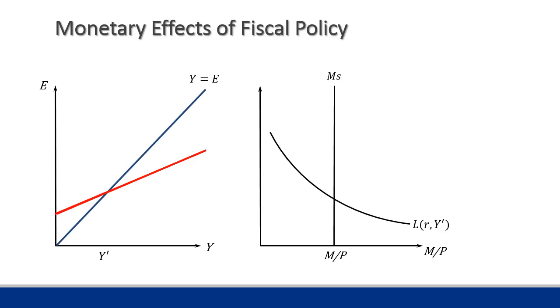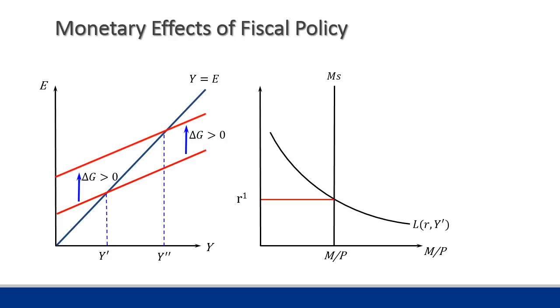Let's look at that cost using the Keynesian cross and the money market together. We begin in equilibrium in the Keynesian cross and in the money market. Y is at Y dash and the interest rate is at R1. An increase in G increases output from Y dash to Y dash dash. Looks like a win-win situation.